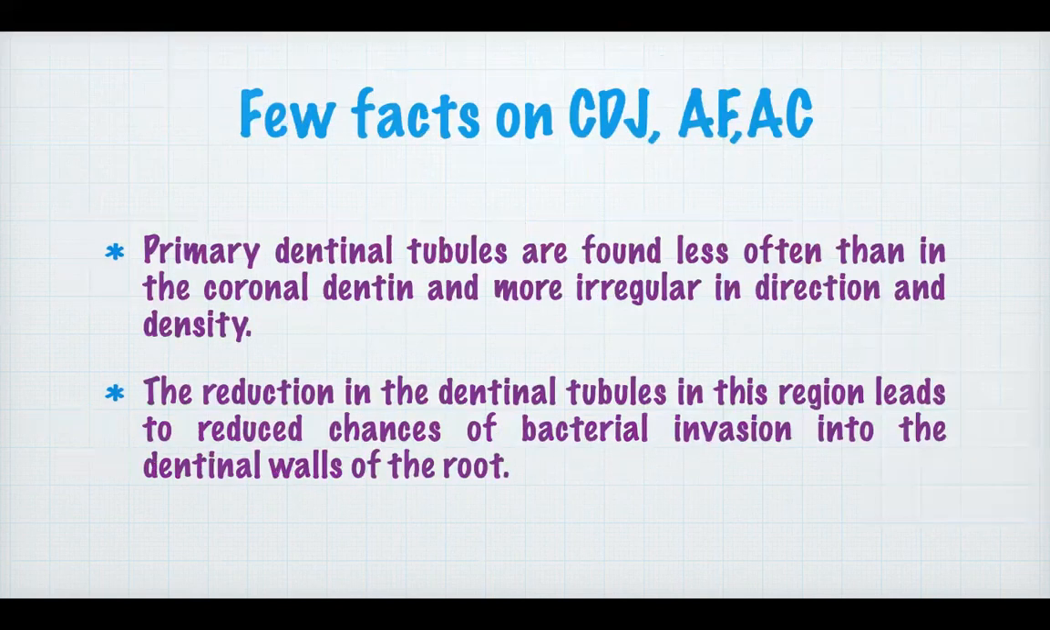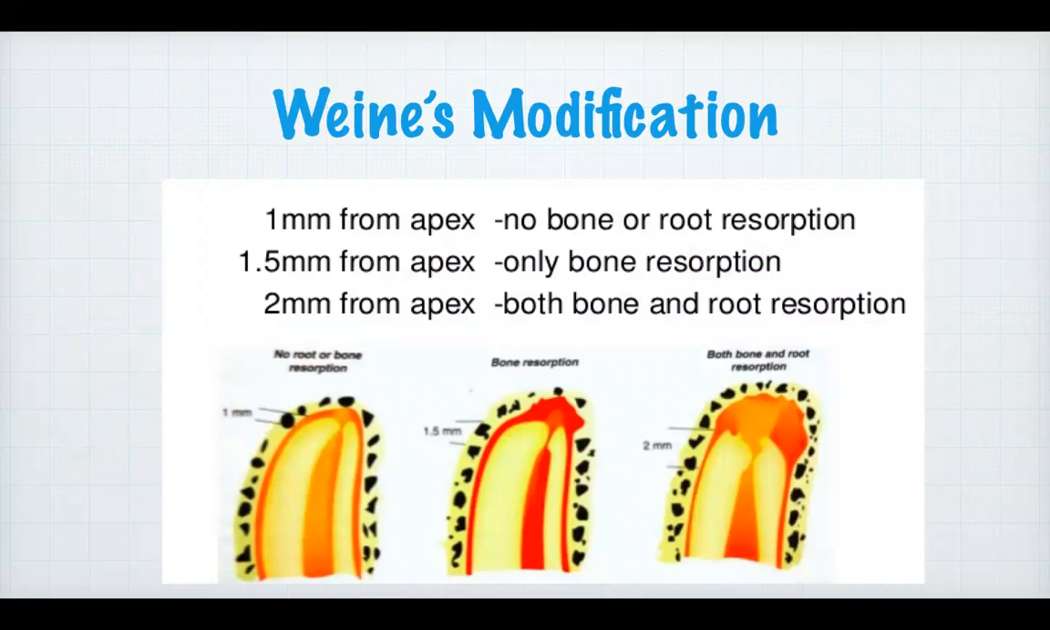Few facts on the cemento-dentinal junction, apical foramen and apical constriction. Primary dentinal tubules are found less often than in the coronal dentin and are more irregular in direction and density. The reduction in the dentinal tubules in this region leads to reduced chances of bacterial invasion into the dentinal wall of the root. So, on the basis of apical constriction, cemento-dentinal junction, and apical foramen, it is very difficult to determine the working length and do the cleaning and shaping on the basis of that.